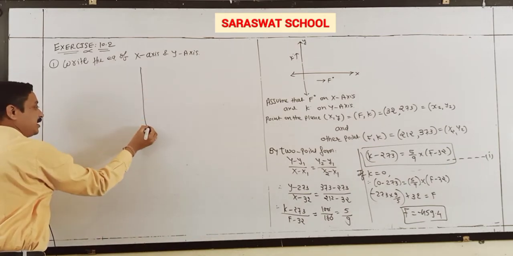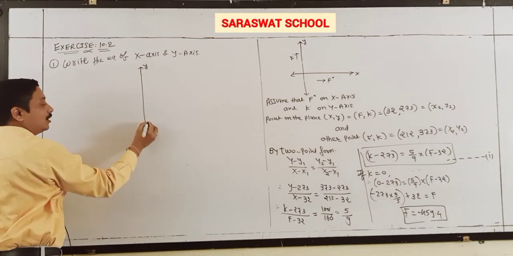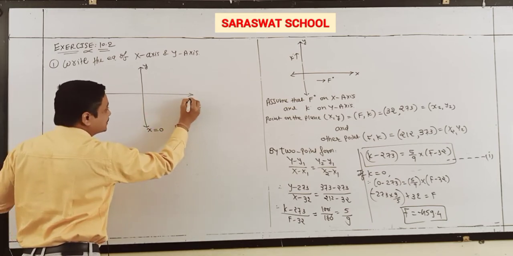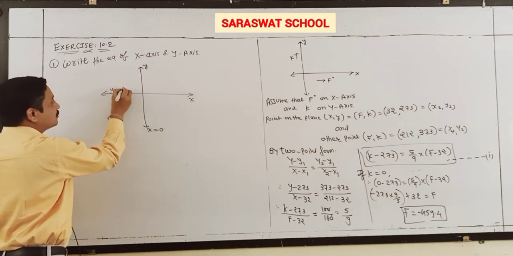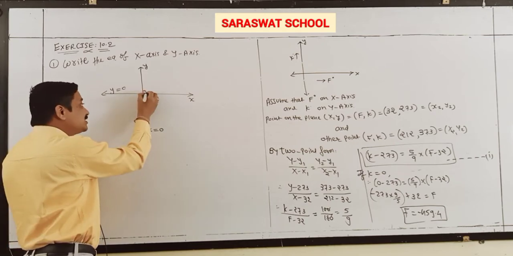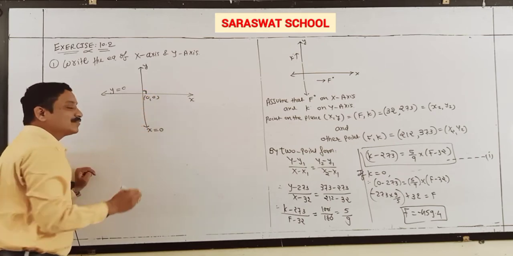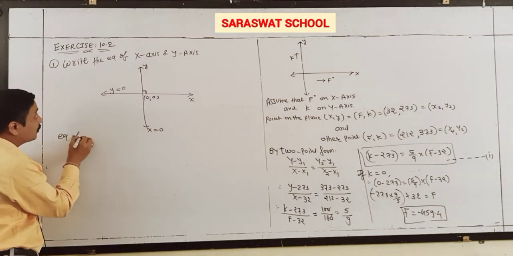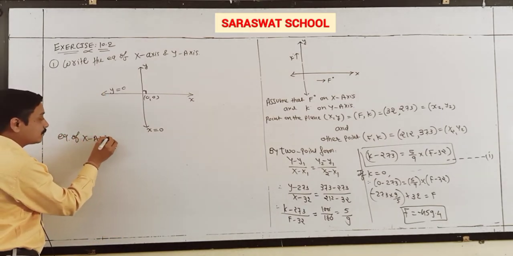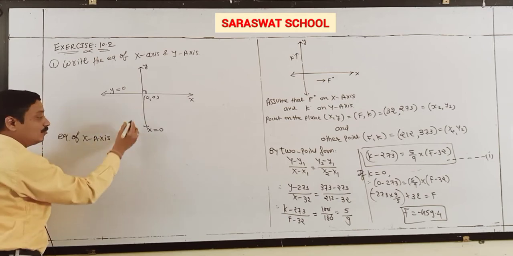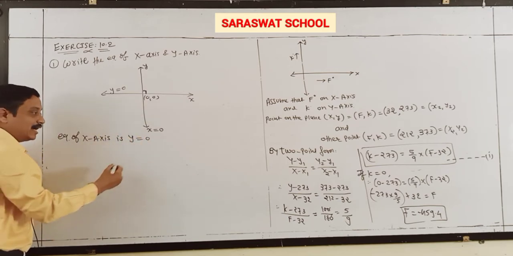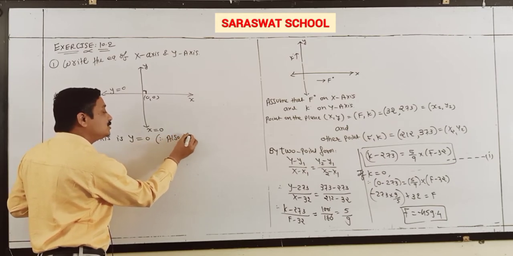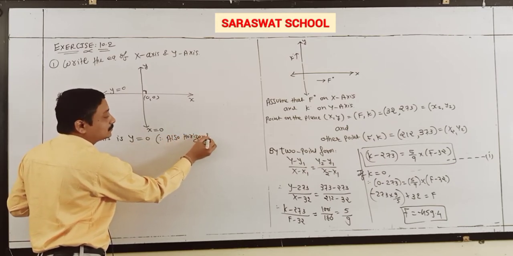In general, I make the drawing. The y-axis is called x is equal to 0, a vertical line, and the x-axis is called y is equal to 0, a horizontal line, because it passes through 0, 0. So I write down the equation of the x-axis is y is equal to 0. Either you can also write it is a horizontal line.